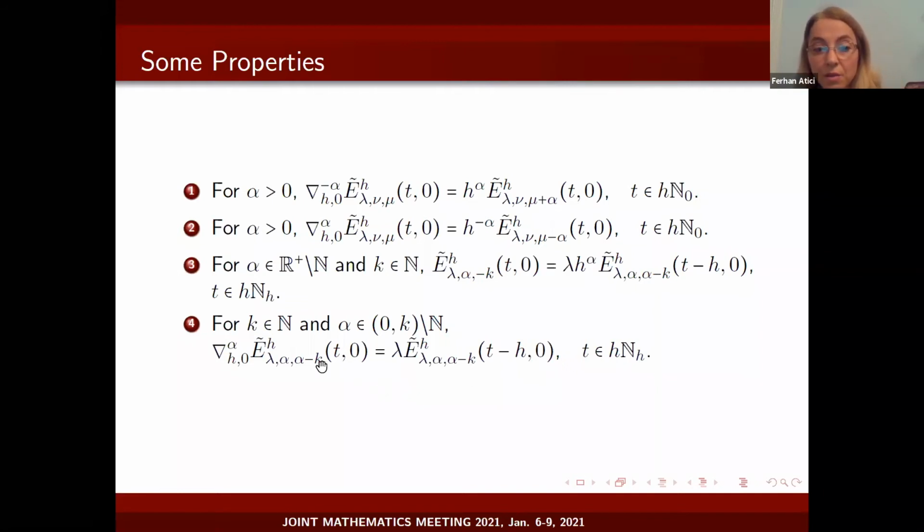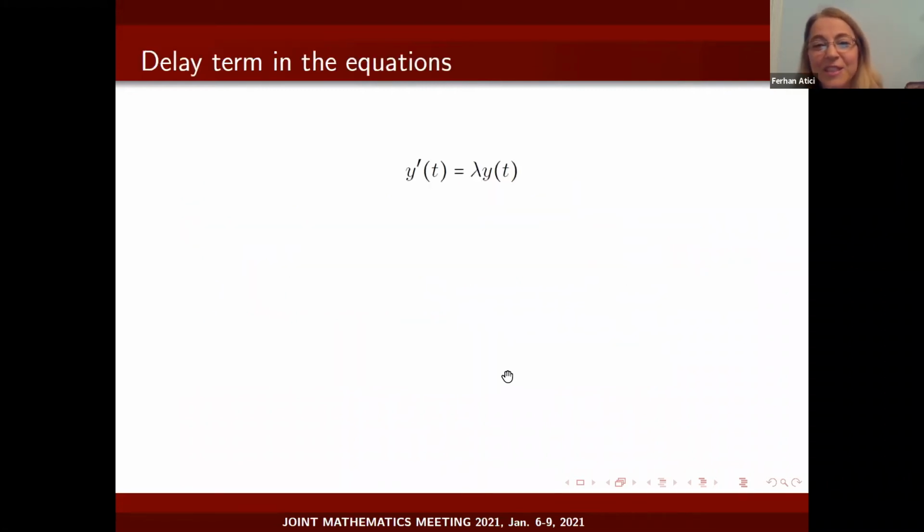But then, as you see, this is a sign to me that the Mittag-Leffler function satisfies a fractional discrete equation, right? So you can replace this by y. This is y of t minus h. So you have a discrete fractional equation with a delay. So delay is occurring here, and I would like to talk about why we do have delay in our equations.